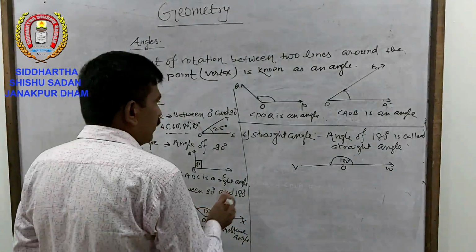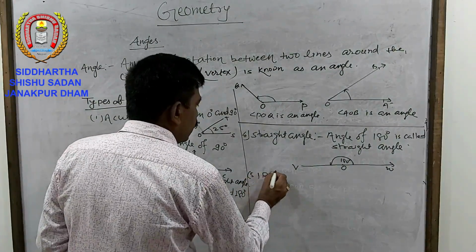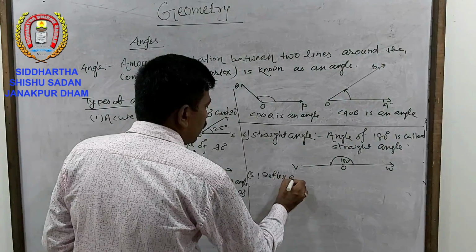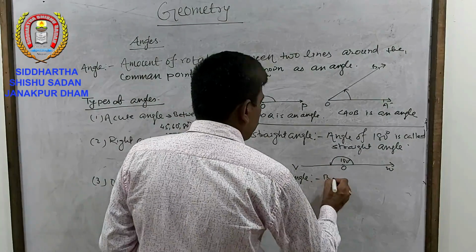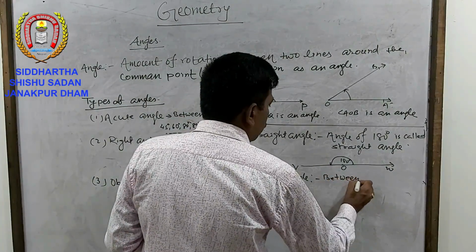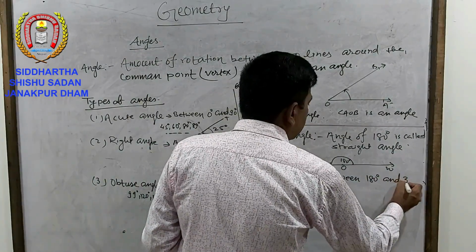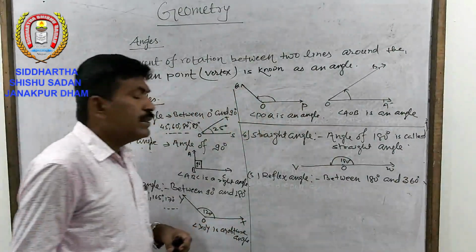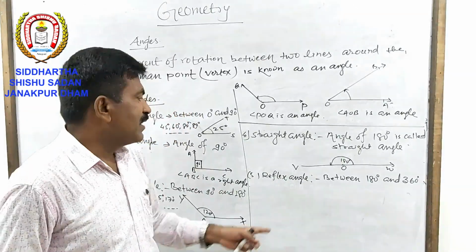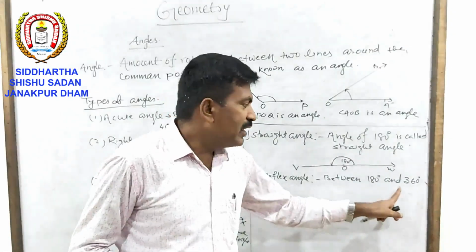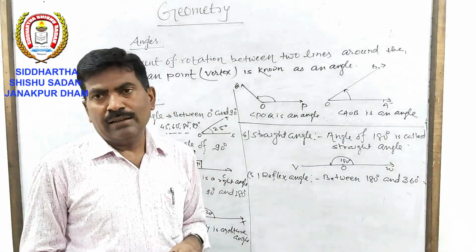Now number 5. Number 5 is reflex angle. And we can write here between 180 degree and 360 degree. That means the angles which lie between 180 degree and 360 degree, all these angles are called reflex angle.